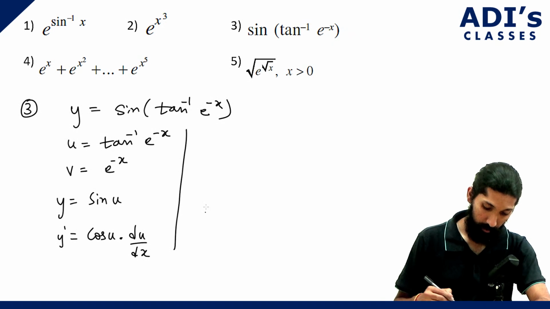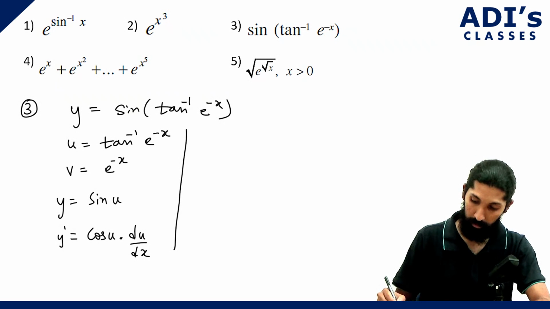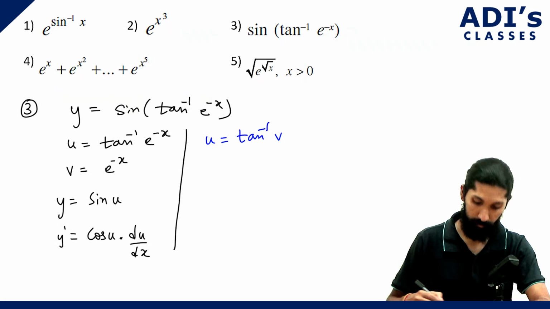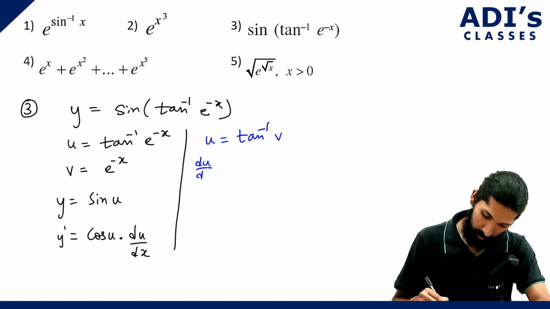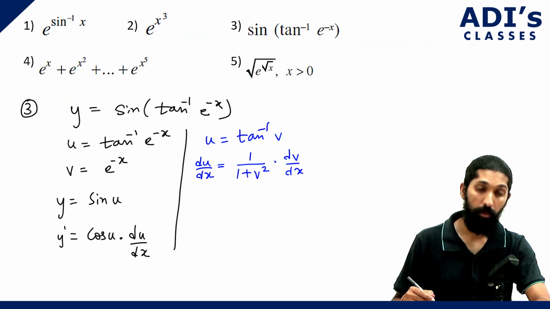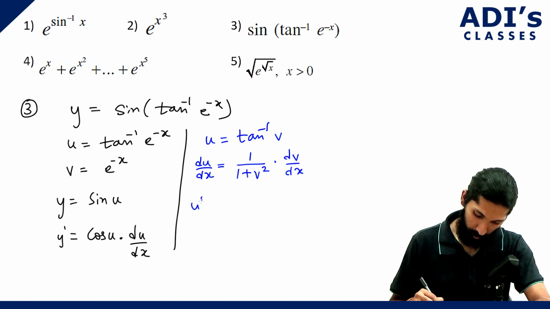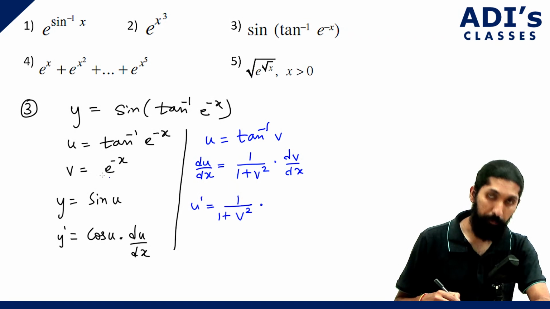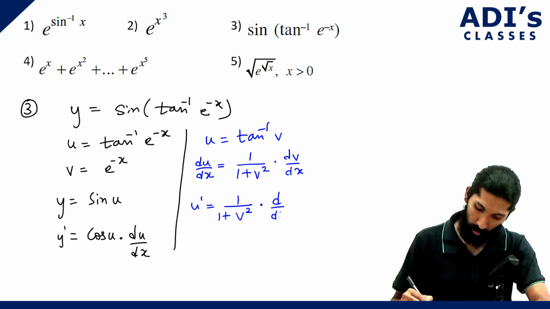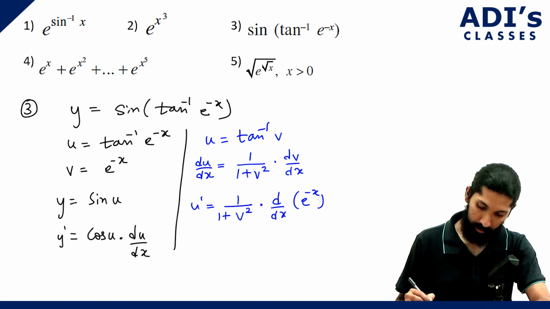Now let's do the next one. Because we need du by dx, right? So what is u? u is tan inverse v. e power minus x is v, right? So du by dx is 1 by 1 plus v square into dv by dx, correct? So you get u dash is equal to 1 by 1 plus v square into e power minus x derivative, correct? d by dx of e power minus x.